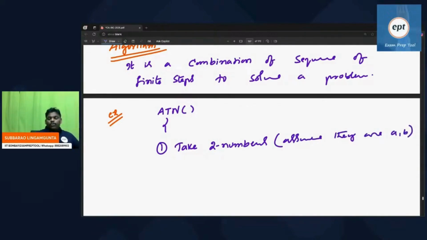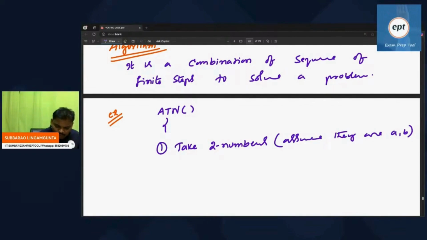If you want to add two numbers, I am writing the algorithm. First step, take two numbers. Assume they are A comma B. Okay, I'm done.